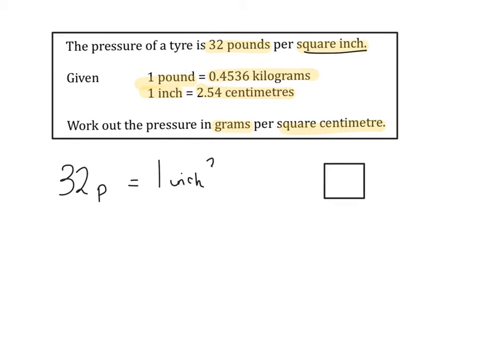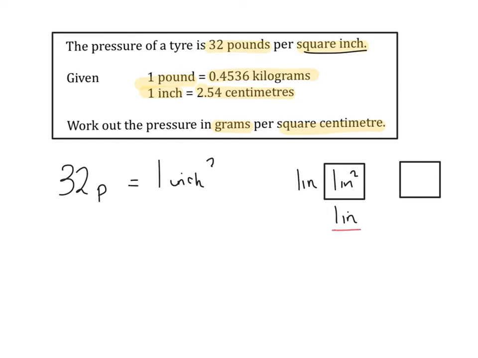So we've got 1 inch times 1 inch would give me 1 inch squared. If I use exactly the same square, so I'm going to copy it, so it's exactly the same size, I'm going to rub out the units in the middle, because I want to know what this is in centimetres squared.